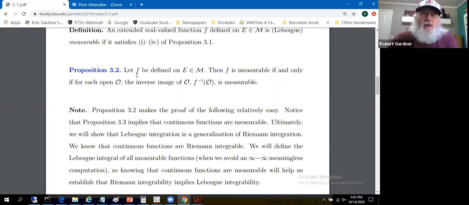Second proposition says, let f be defined on a measurable set, then f is measurable if and only if for each open set O, the inverse image of O, f inverse of O, is measurable. Okay, the proof of this is based really on the fact that you know what an open set looks like. An open set is a countable disjoint union of open intervals.